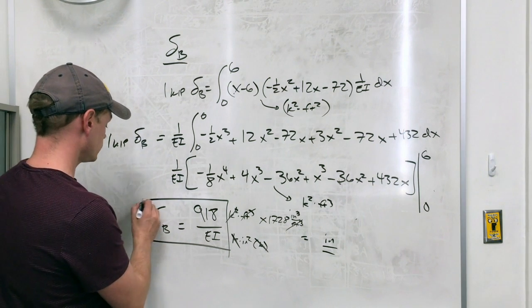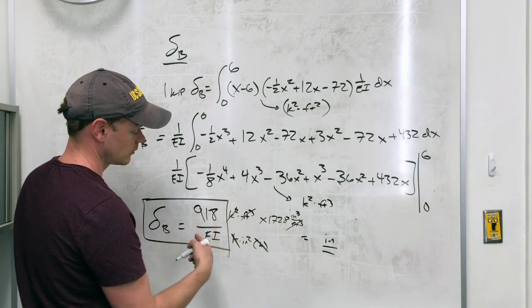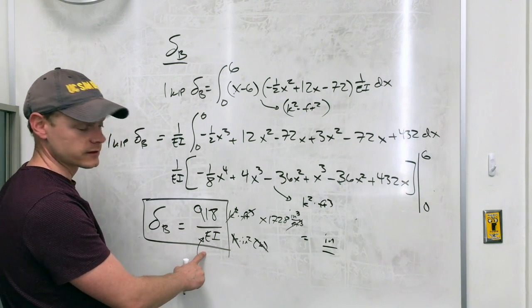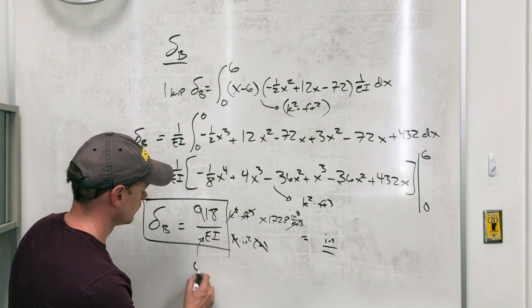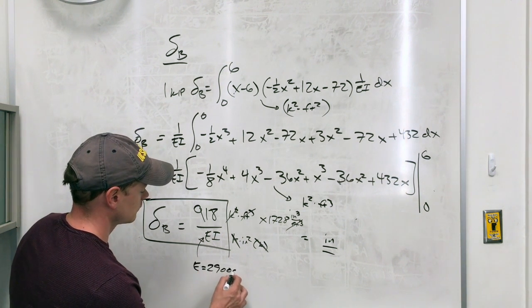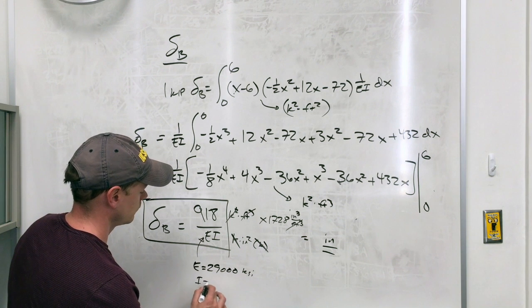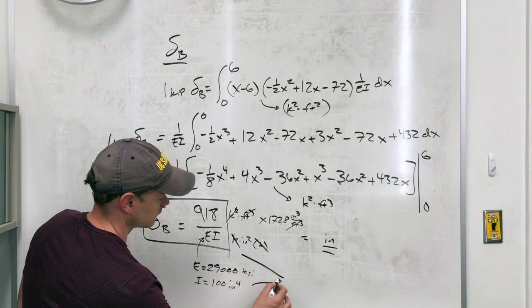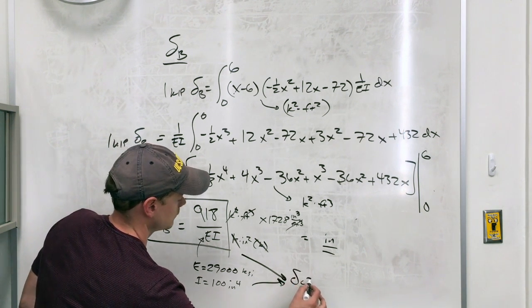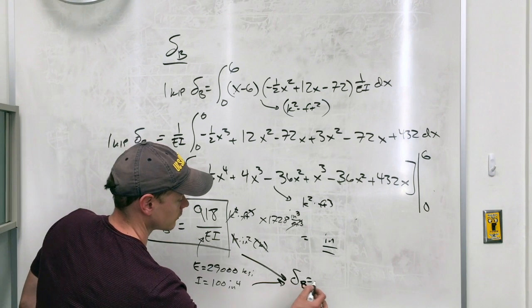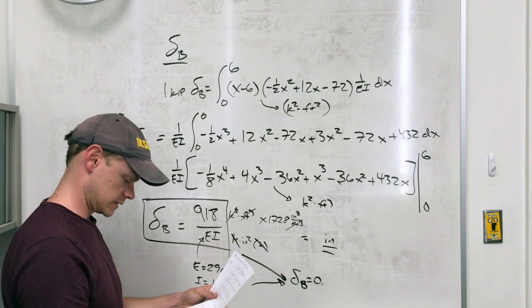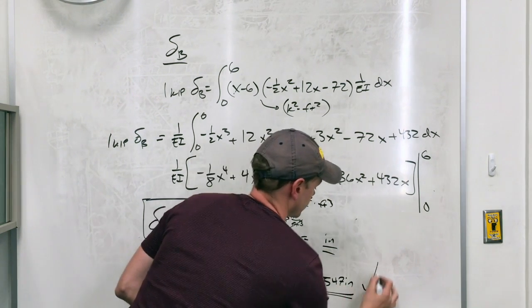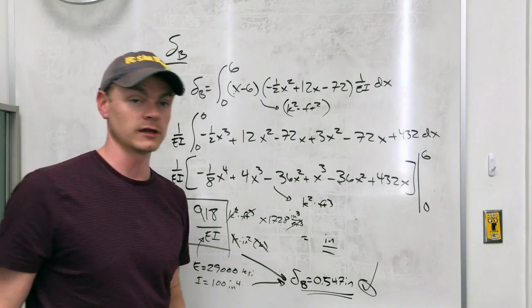Okay, so if you want to plug in values here, build your model in RISA and plug in your values. I used E equals 29000 KSI, and moment of inertia of 100. And all of this makes delta B equal to, what was it, 547 inch. And sure enough, that's what I get in RISA.